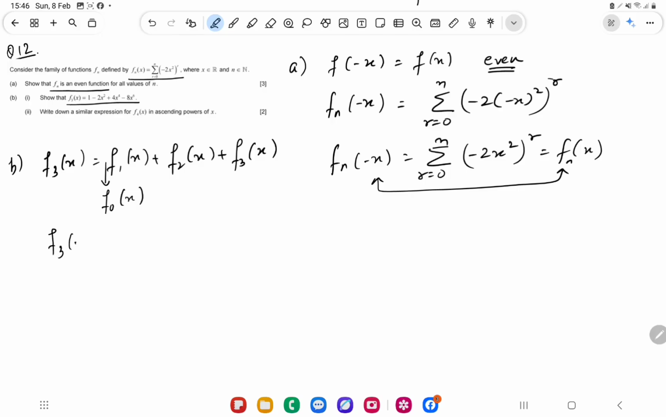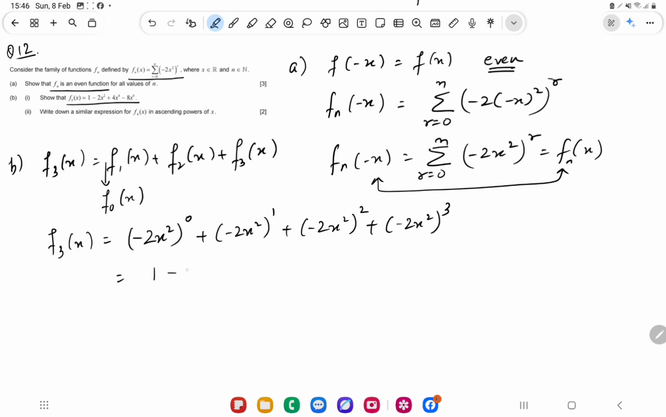So for f3(x), if I put r as 0, so minus 2x square to the power 0, minus 2x square to the power 1, minus 2x square to the power 2, and minus 2x square to the power 3. Anything raised to the power 0 becomes 1. This becomes minus 2x square. This becomes 4x to the power 4, and it becomes minus 8x to the power 6. So this is how I can show my B first part.